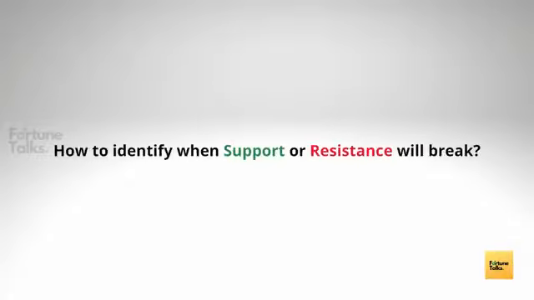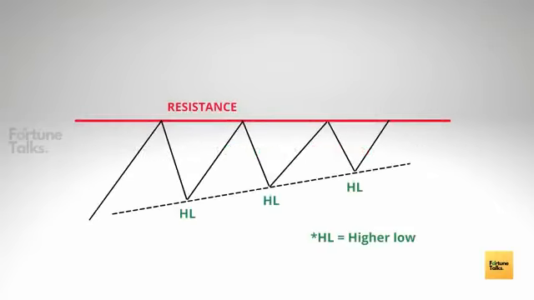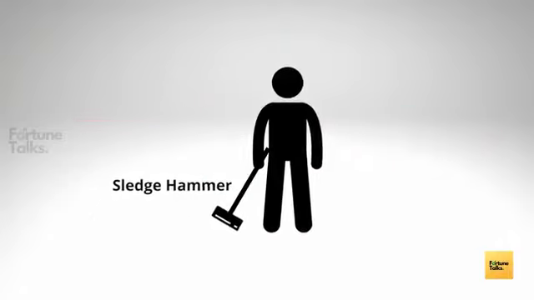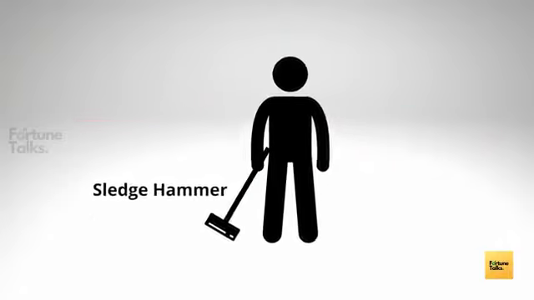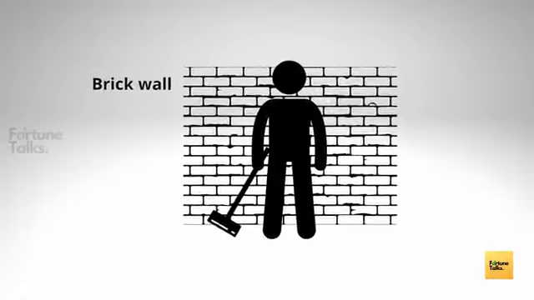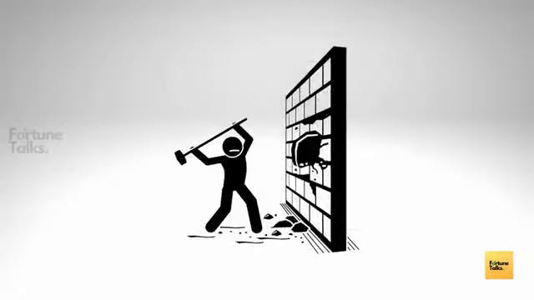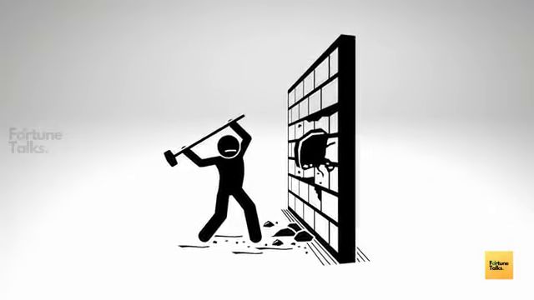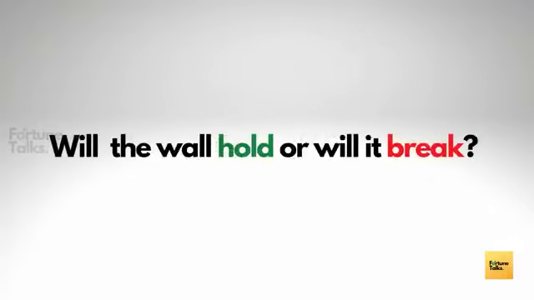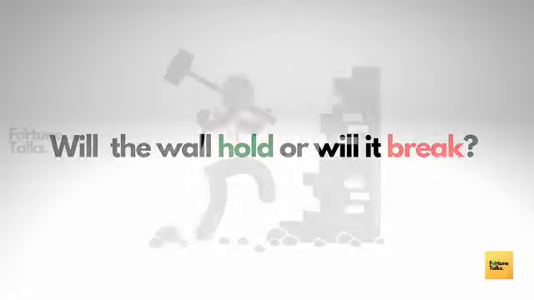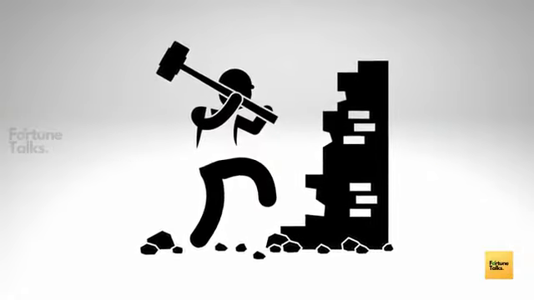The first and foremost question is how to identify when a support or resistance will break. To get started, when you see a series of higher lows into a resistance, you want to avoid selling at the resistance. The reason is very simple. Let me give you an example. Let's say you have a huge hammer in your hands and it's really powerful. And right in front of you, there is a brick wall. Now you take the hammer and smash against the wall over and over again. Now let me ask you, will the brick wall hold or is it likely to break? Well, common sense tells you that the brick wall is likely to break.